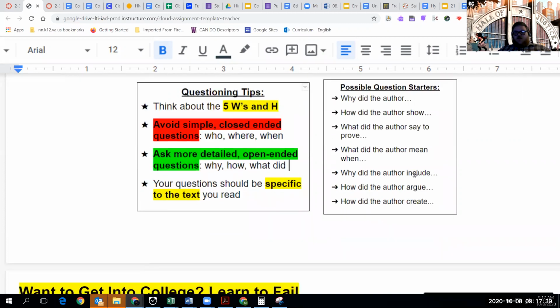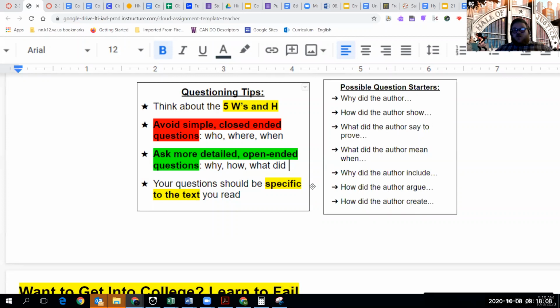Why did the author include the section on this? And then how did the author argue? That one's a little tough, but it's very similar. What did the author say to prove? And then how did the author create? Now that one's really skillful. Like, how did the author create meaning out of this phrase? Or how did the author demonstrate? That's another way.